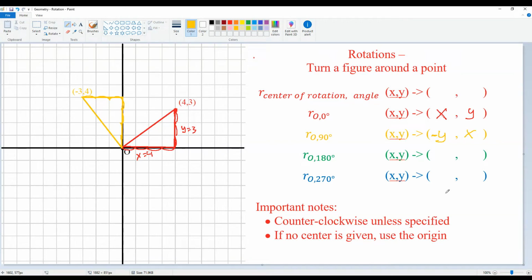Right, so we already rotated our figure 90 degrees. Now we're going to do 180 and 270. So when we do a 180-degree rotation, I'm going back to my original figure. Now I want to go halfway around the circle. So that means I'm going to go over here to quadrant 3.